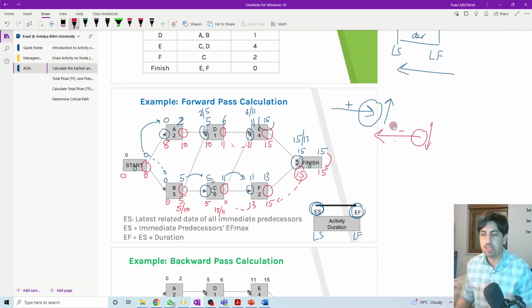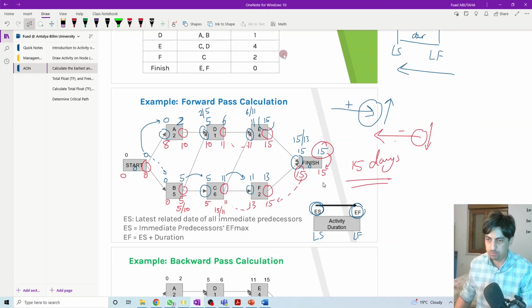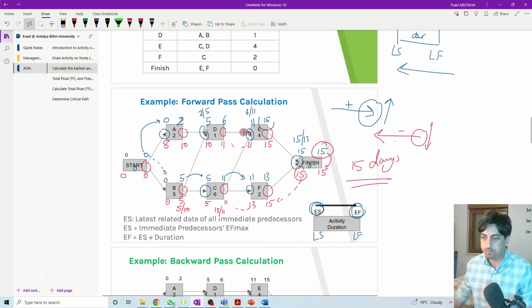So this is how we calculate the earliest time and the latest time for all the activities. What is the total project duration? The total project duration is 15 days. We need 15 days in order to complete the whole project. So this is how we calculate the earliest and the latest time for activity on node for this network diagram. In the following session, we will start discussing the floats. We have two types of floats, and we will learn how to calculate the float in order to determine the critical activities and the critical path. So see you in the following session.